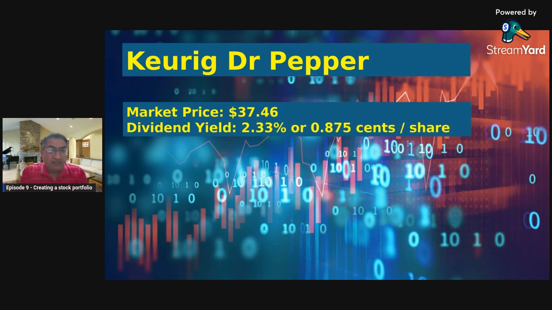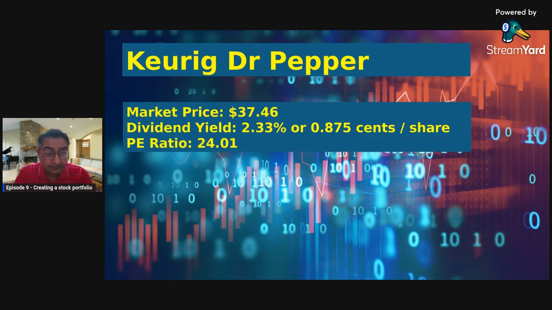Another important parameter for us is the dividend yield. What is the dividend yield of Keurig Dr. Pepper for this year? In 2024, Keurig Dr. Pepper, or KDP for short, is paying a dividend yield of 2.33%, or 0.875 cents per share. I'll talk about it further in the episode, but till now I'm happy with this. A 2.33% dividend yield is good. It is better than the interest that we get. And if we hold this stock for the long term, and if Keurig Dr. Pepper increases its dividend, our dividend yield will go up.